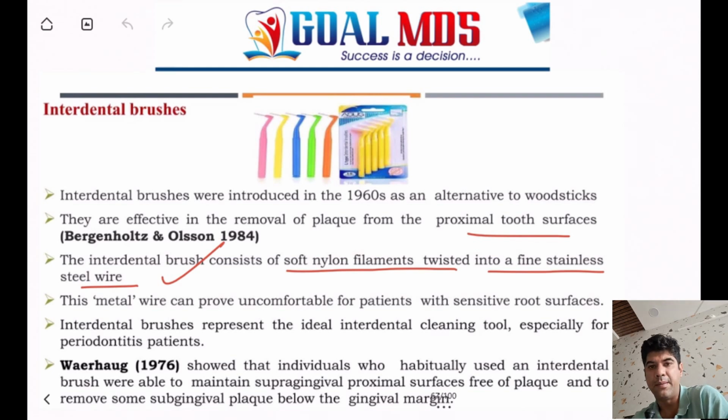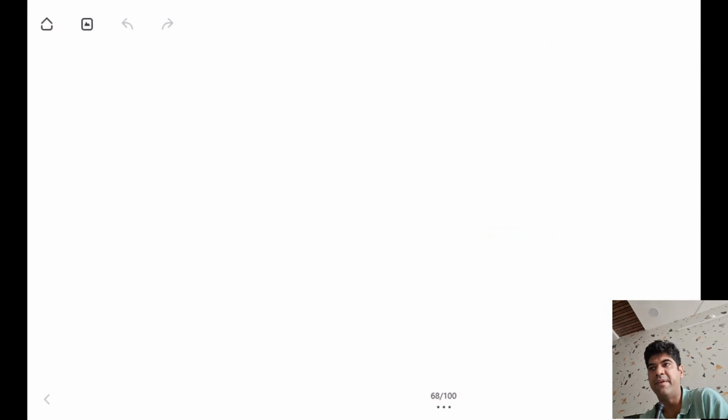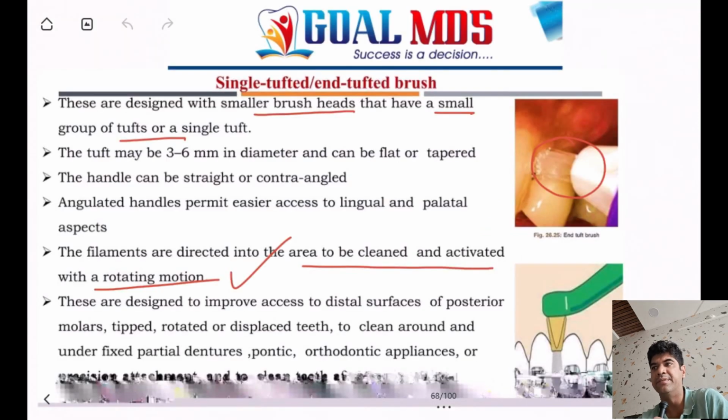Other are the interdental brushes. So these are the small brushes with a fine bristle that can be inserted between the teeth to clean the spaces. They come in various shapes and sizes. They consist of soft nylon filament twisted into fine stainless steel wire.